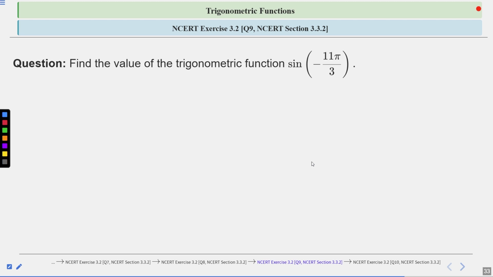So NCERT exercise 3.2 question number 9. Find the value of trigonometric function sine of minus 11 pi by 3. We have to find the value of trigonometric function sine of minus 11 pi by 3, right? Again, you have some time to solve or think about this question. After that, we'll move to the solution part, right?